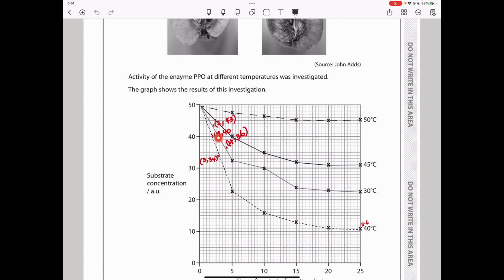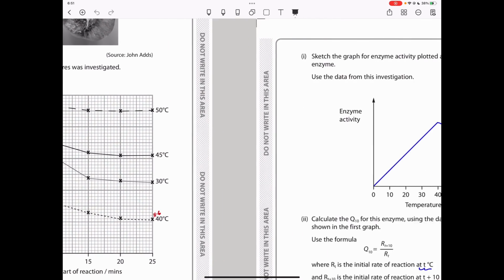You can see at 30 degrees, there is this line here. I found the gradient of that line to be the initial rate, since this line is basically the tangent at the initial part. It's a straight line, so I just find the gradient of that line. And then for 40 degrees, I'm going to find the gradient of this line because it's going to tell me the initial rate for that reaction. So using this and that point to find the gradient of this line, and using that point and that point to find the gradient of that other line, I can find RT and RT plus 10.